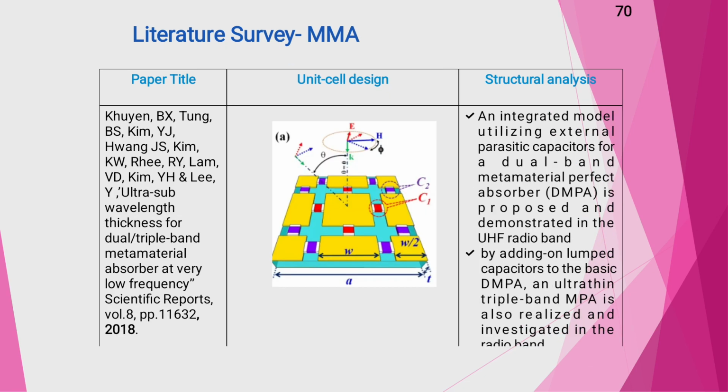The third one is ultra subwavelength thickness dual and triple band metamaterial absorber with very low frequency. Here the author designed two different operations, dual band and triple band, by adding lumped capacitors to the basic metamaterial absorber. An ultra thin triple band metamaterial absorber is also realized and investigated in the radio band. They use the capacitor structure for achieving the absorption rate.